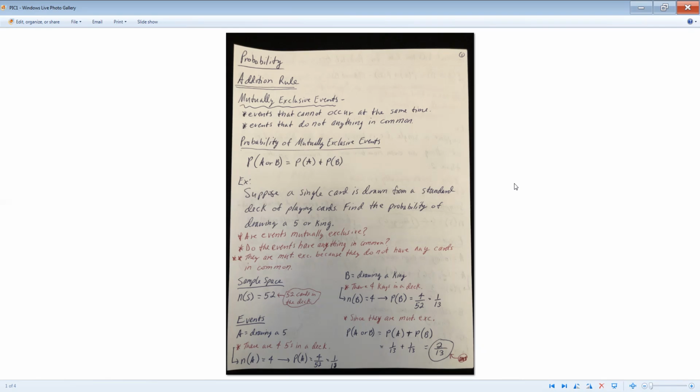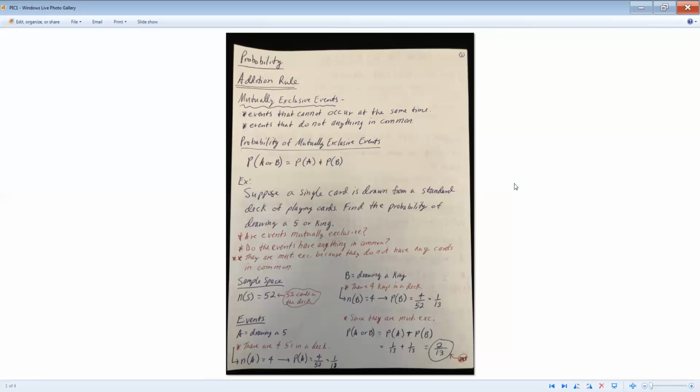So we start off by finding the sample space. The standard 52 card deck has 52 cards in it. So that's the number of our sample space. Your event, let's call event A, drawing a 5. There are 4 5s in the deck. So we take that 4, place it over 52. The probability of getting a 5 will reduce down to 1 over 13.